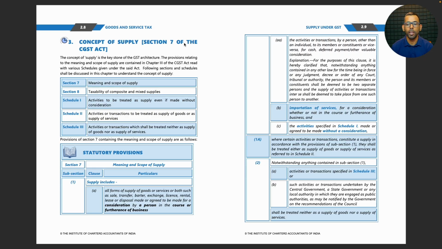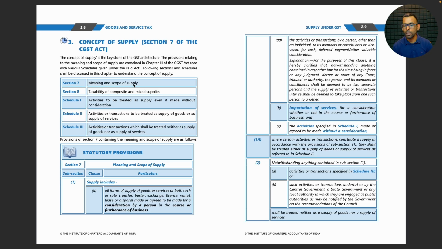Concept of supply. Again, a very densely packed definition. Section 7 of the CGST Act. The concept of supply is the keystone of the GST architecture. Provisions relating to the meaning and scope of supply are contained in Chapter 3 of the CGST Act, read with various schedules given under the said Act. The following sections and schedules shall be discussed in this chapter to understand the concept of supply.